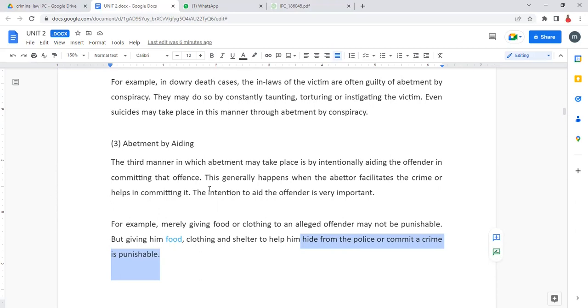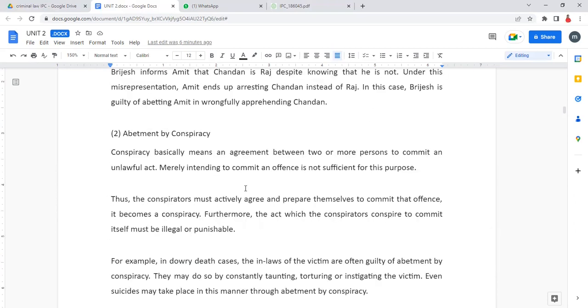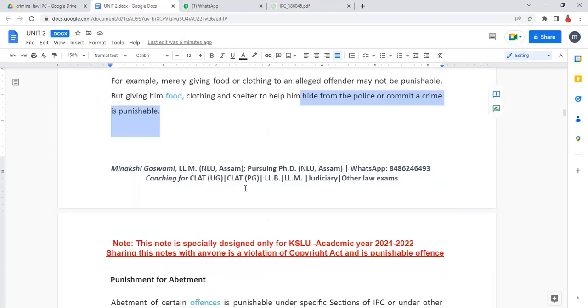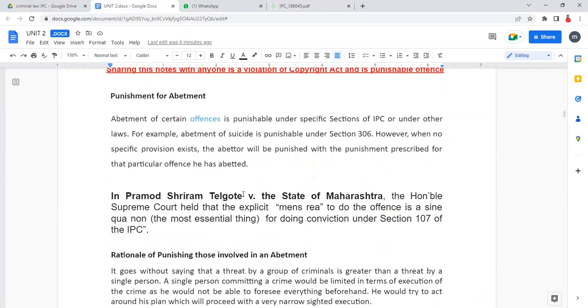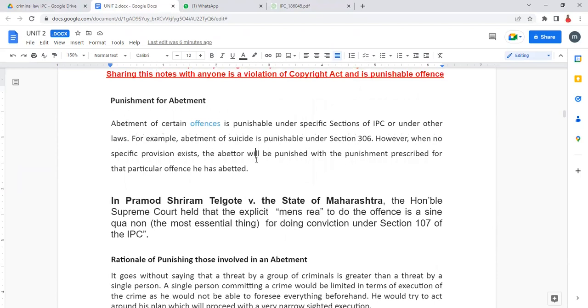So three things are there: by instigating, by conspiracy, and by way of aiding the other person. Now, talking about punishment, abetment of certain offences is punishable under specific sections. There are some provisions wherein we need a special mention of abetment. For example, abetment of suicide is punishable under 306.